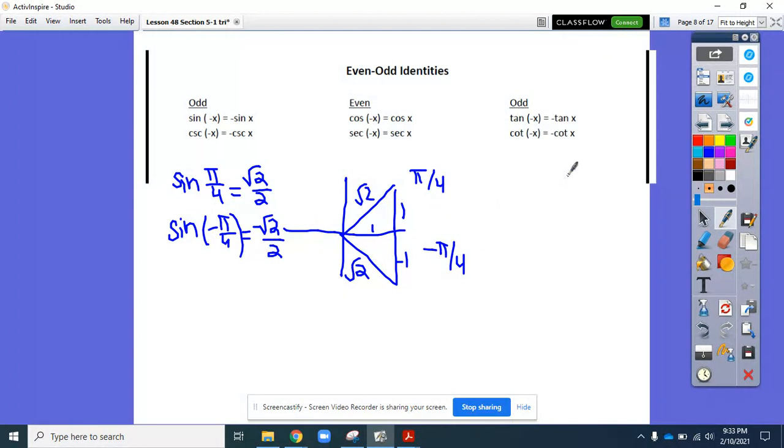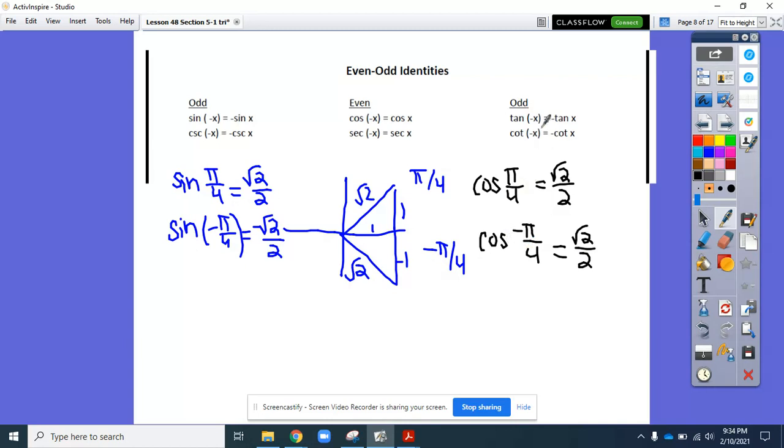So look at the difference with cosine. What makes cosine even? Cosine of pi over 4 is root 2 over 2. Your x over your r is root 2 over 2. Cosine of negative pi over 4, the x over the r, still gives you positive root 2 over 2. So even though you put the negative angle in, you kept the same value.